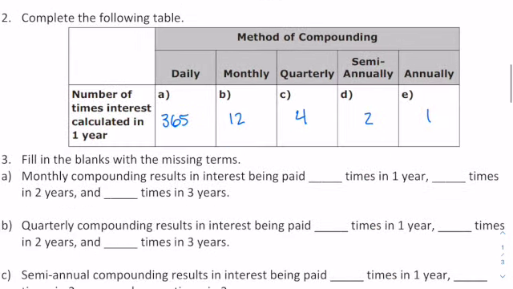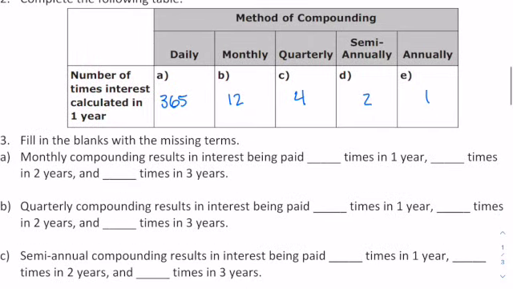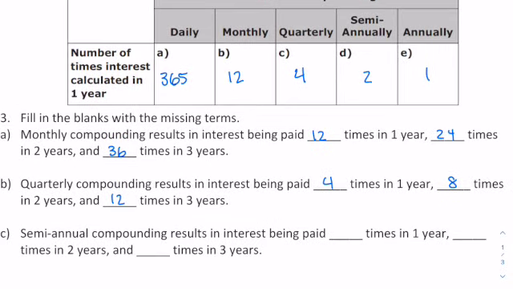So now we're going to fill in these blanks on the missing terms. Monthly compounding results in interest being paid 12 times a year, 24 times in 2 years, and 36 times in 3 years. Quarterly compounding is 4 times in 1 year, 8 times in 2 years, and 12 times in 3 years. Semi-annual compounding is 2 times in a year, 4 times in 2 years, and 6 times in 3 years.